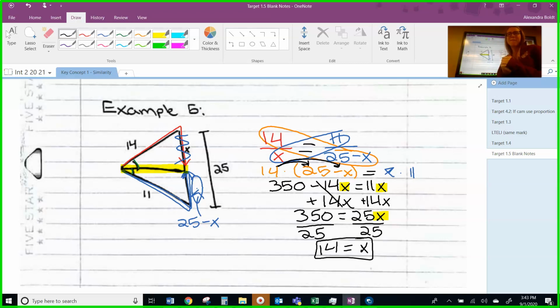That is it for 1.5. Remember, our quiz is coming up. It's going to be over target 1.1 through target 1.5. So this is our last target before our quiz.